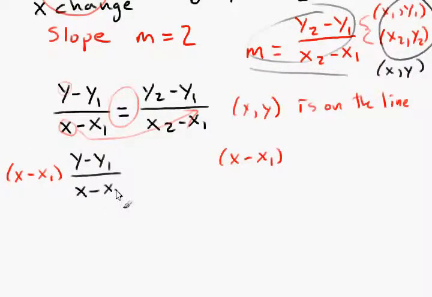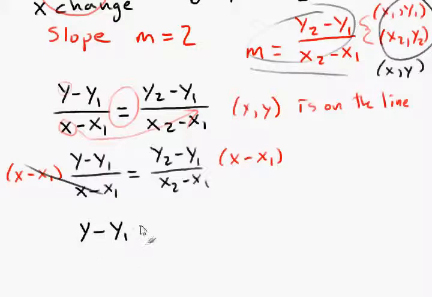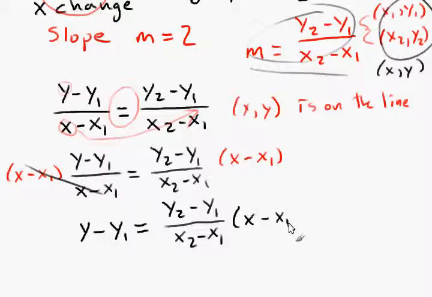Otherwise, we're performing an operation on just one side of an equation, so it's not equal to what we had previously. These cancel out, and we're left with y minus y1 is equal to the change in y divided by the change in x times the quantity x minus x1. And yes, these parentheses are important. And this equation right here is called the 2-point form of a line.